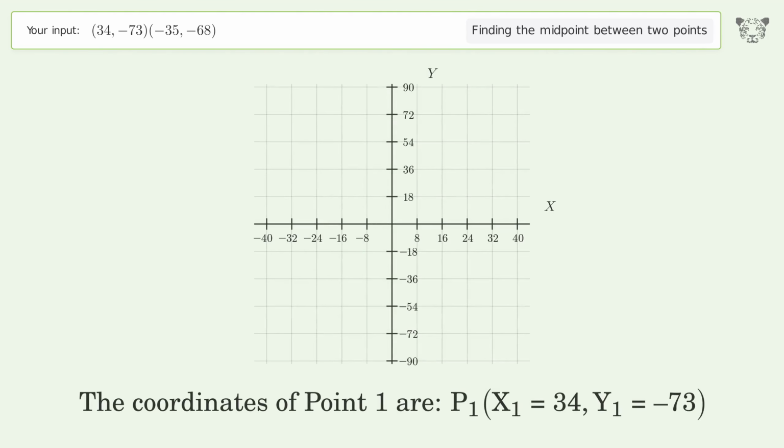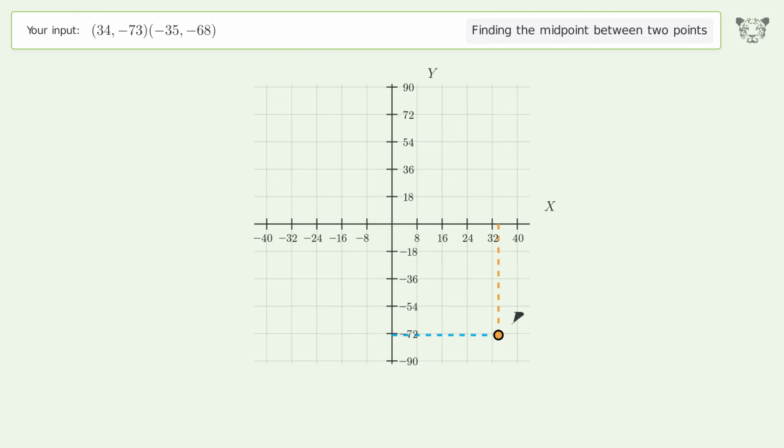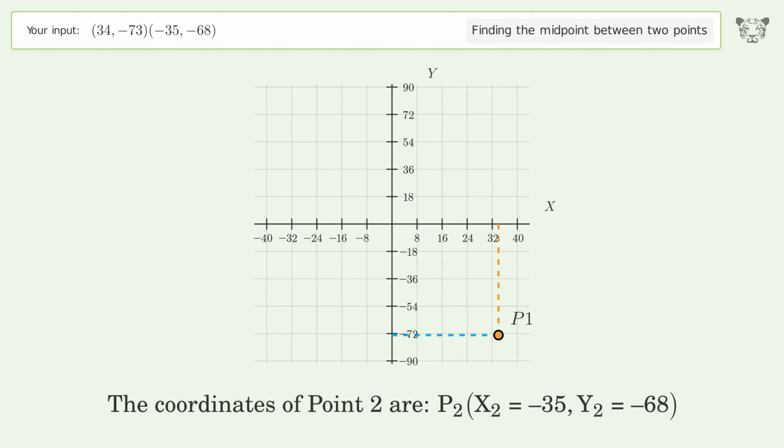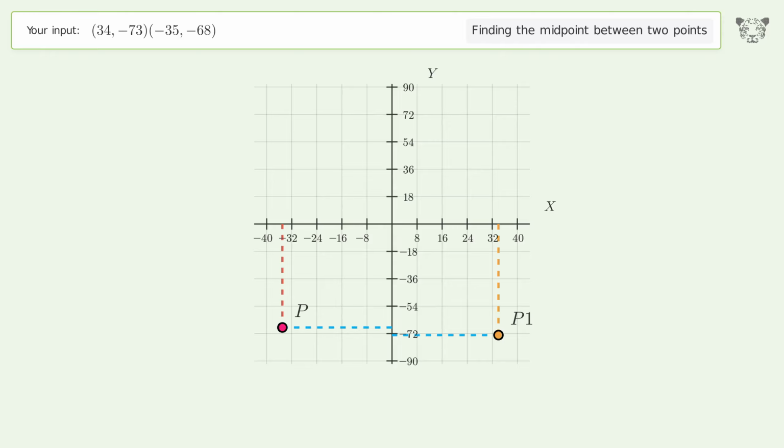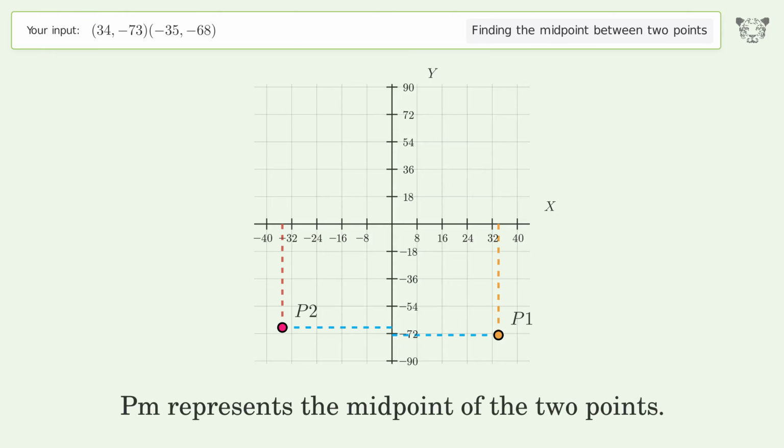The coordinates of point 1 are x1 equals 34, y1 equals -73. The coordinates of point 2 are x2 equals -35, y2 equals -68. PM represents the midpoint of the 2 points.